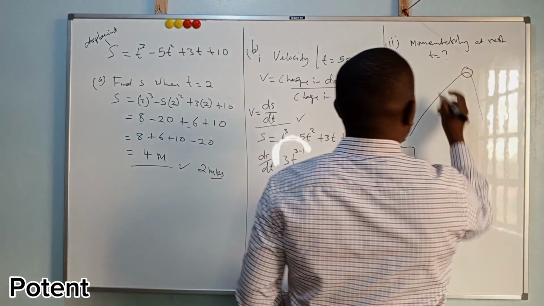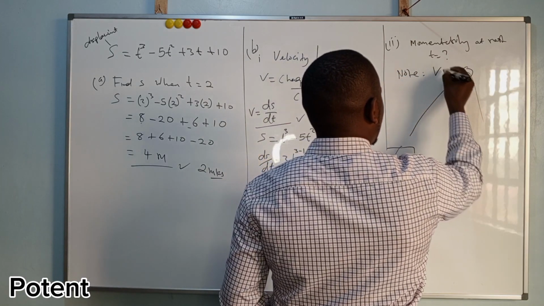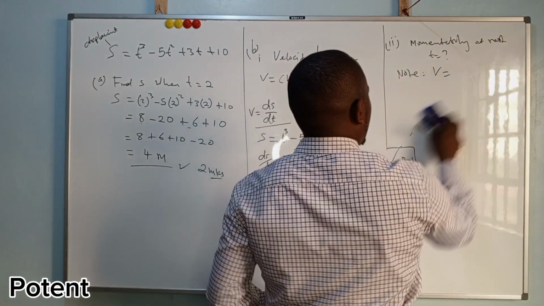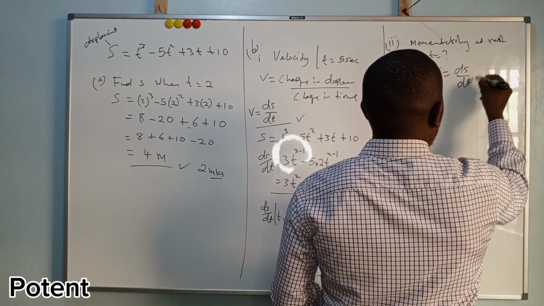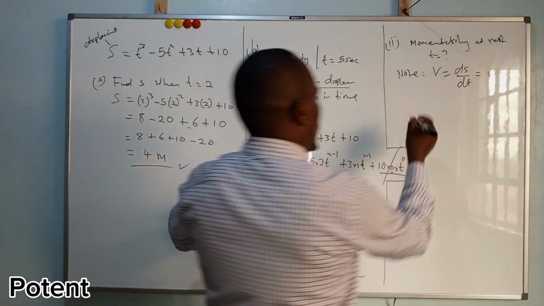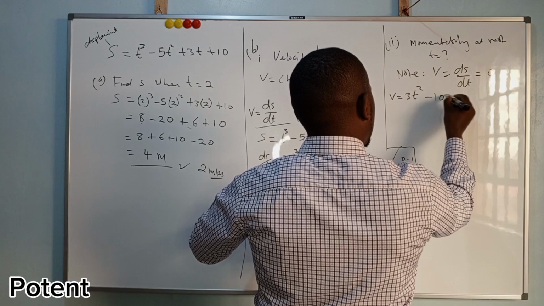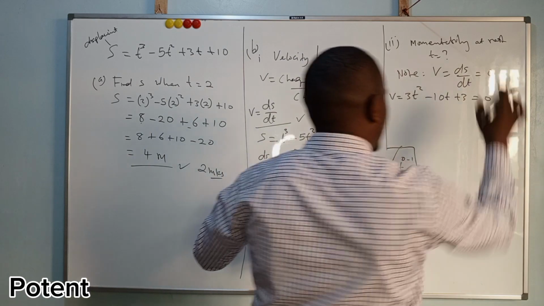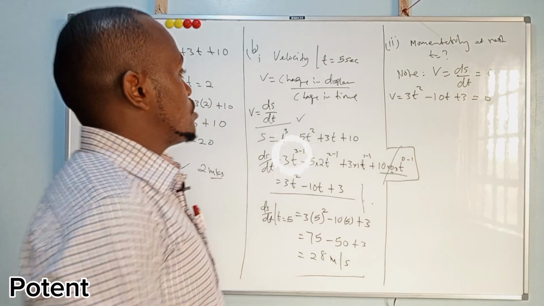So at this point, note, at momentarily at rest, velocity is equal to 0. Velocity is equal to ds over dt is equal to 0. Now, what is our ds over dt in here? So 3t squared minus 10t plus 3 equals 0. Now find t. Okay? From this point it is easy because you are going to solve a quadratic equation.